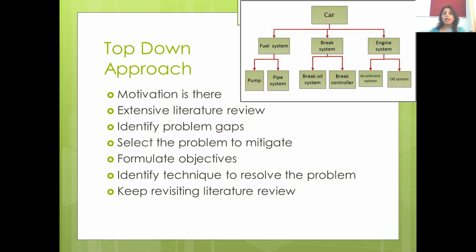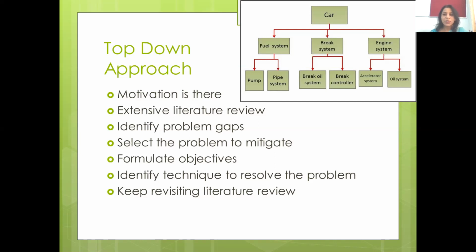Because research is not stagnant. Research is moving on. It is very dynamic. People across the globe are working on their research problems. They're coming with solutions. So we have to be aware of what is happening in the community. You have to apply those concepts all the time. So we have to revisit.